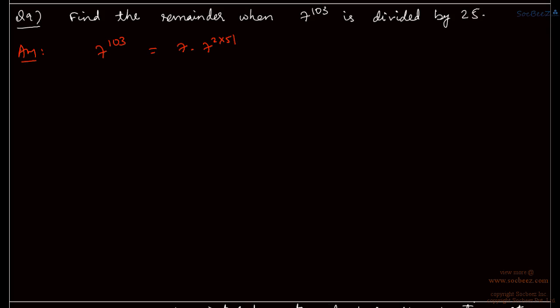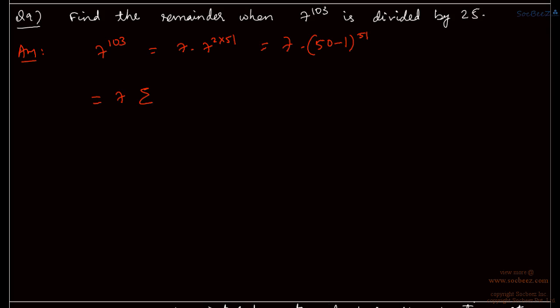Now 7 power 102 can be written as 7 power 2 into 51. Right? That is 7 into, now 7 squared can be written as 49. But 49 is about 50 minus 1, right? So this is 50 minus 1 to the power 51. Right? Now why I write it in this form will be pretty clear once I write the next step.